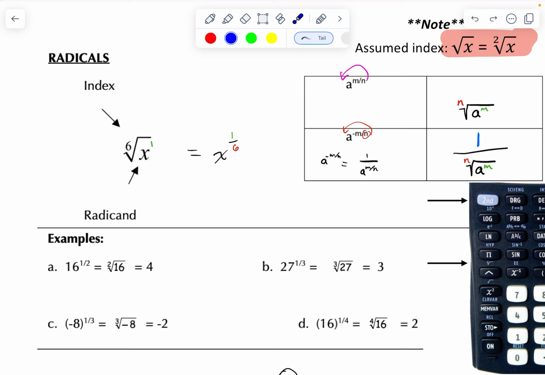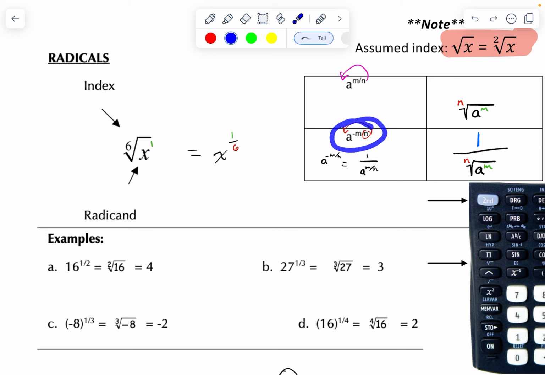So to reverse this process, if I'm given something in radical form and I want to write a rational exponent, I'm going to take my index, pull it off the shelf, and tuck it back underneath to create a fraction. So it would be x to the 1/6. If I have a to the m over n, I pull that denominator out, put it on the shelf. I have the nth root of a to the m.